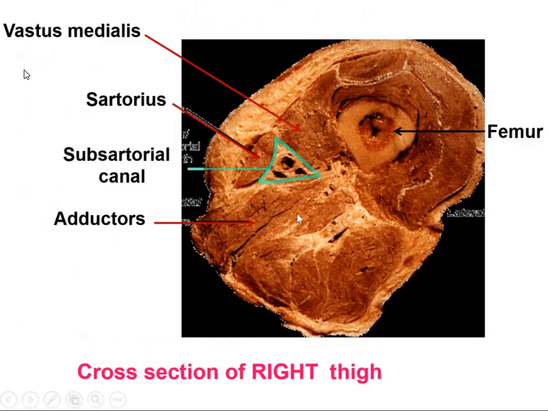Okay. So if you see, this is the mid section of the thigh. Okay. So we have cut the thigh in the middle. If you see the cross section, this is your cut section of the femur. Okay. And this is the cut section of the sartorius muscle, and beneath this sartorius muscle we have this triangular tunnel, that is your subsartorial canal, and here we have the adductor muscles. Okay. So this is the subsartorial canal present beneath the sartorius muscle.